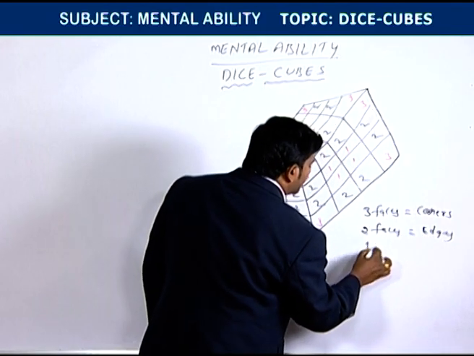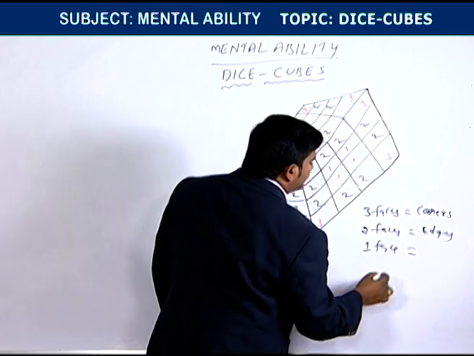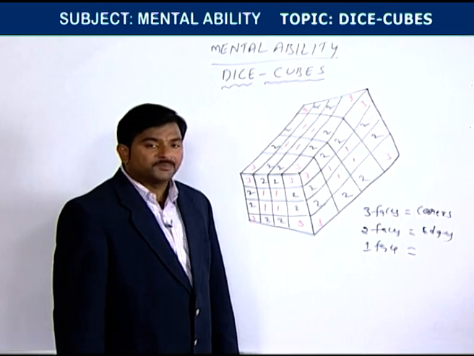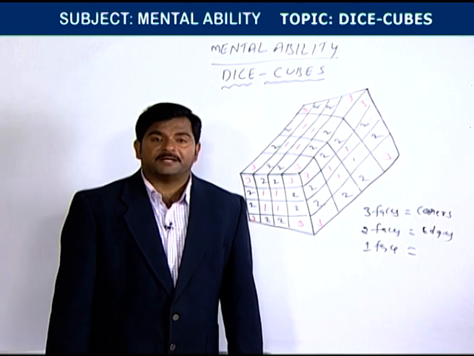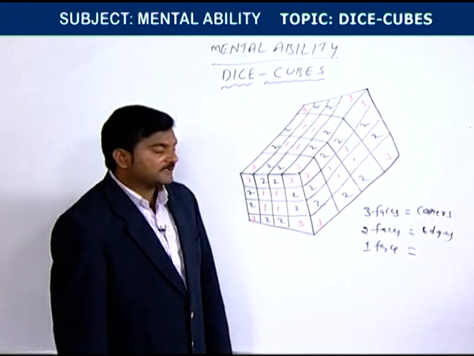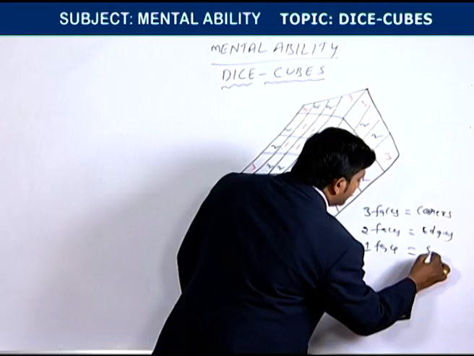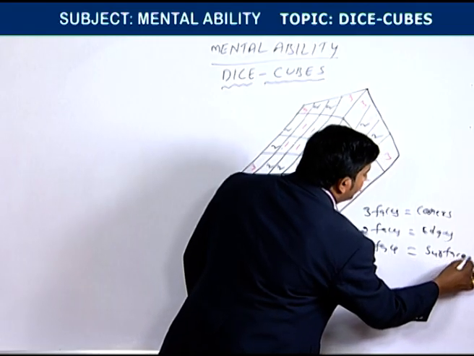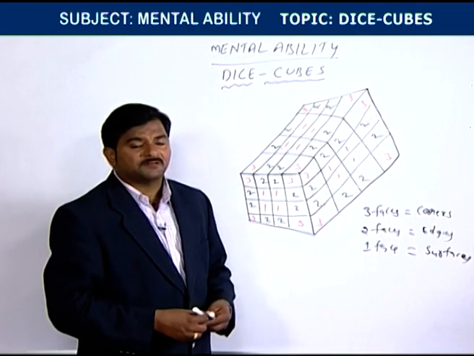Similarly, only one surface. Small cubes with 1 surface painted will be present on the surfaces of the big cube. Surface of the big cube.